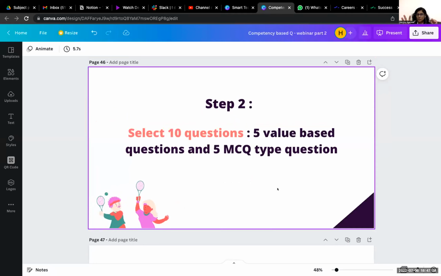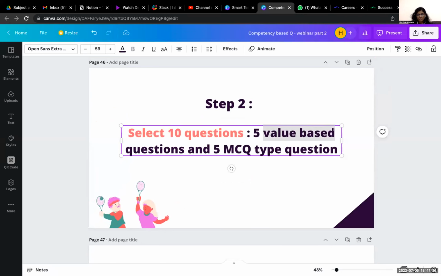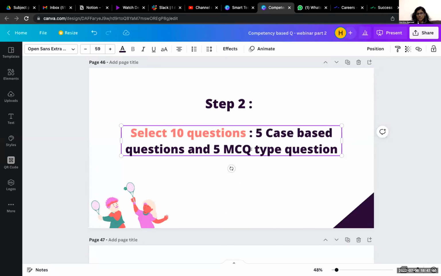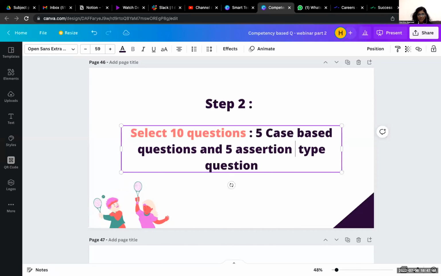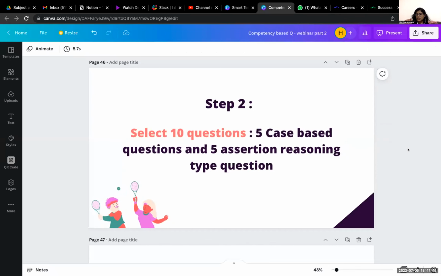Then you have to select 5 case based questions and 5 assertion reasoning questions. You have to select these and then make a homework from it.